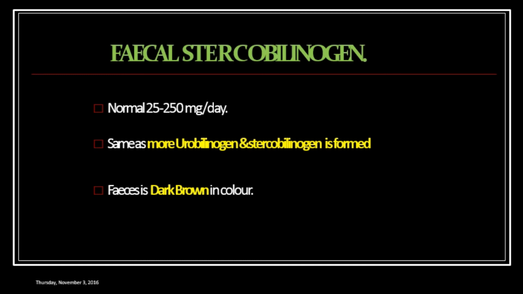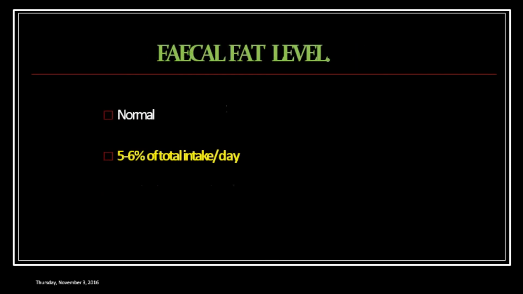Okay. So what is happening? Number one, there's increase of unconjugated bilirubin. Number two, there won't be any bilirubin in the urine because the unconjugated bilirubin is water insoluble. However, there will be urobilinogen increased in the urine, stercobilinogen increased in the feces. Amount of fat, fecal fat level will be normal.